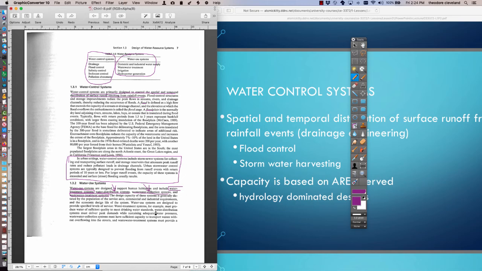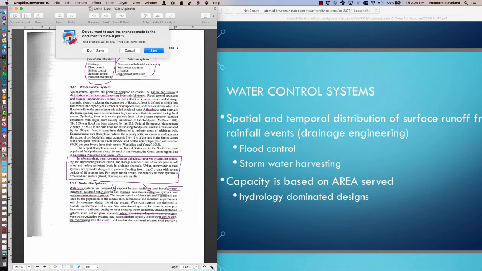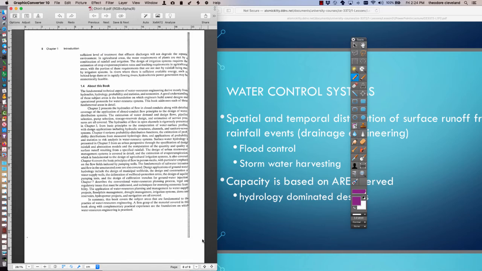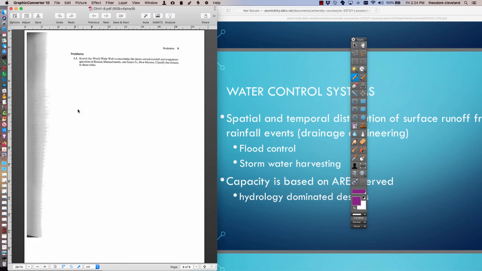So water distribution systems, which will be the first part that we talk about, have to deliver demand while sustaining water pressure, and collection systems have to have sufficient capacity to transport water without overflowing into the streets. And that concludes about all we need out of this reading. We'll go to the next page just to be sure. Not much there, and done.